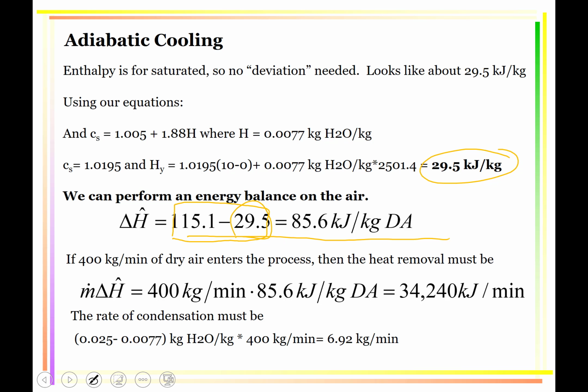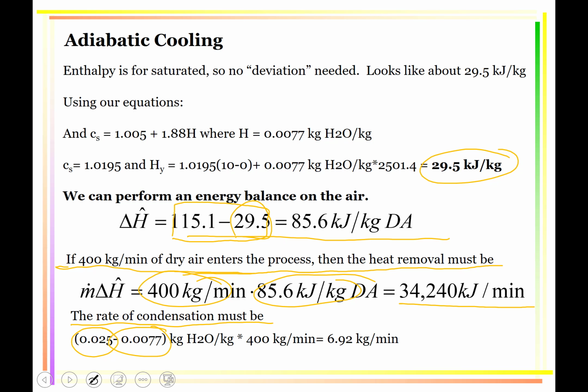All right, so now we can just figure out if 400 kilograms per minute of dry air enters the process, then the heat removed must be m dot delta H. So here's the delta H, and here's the m dot, and we have a final rate of cooling to be 34,240 kilojoules per minute.